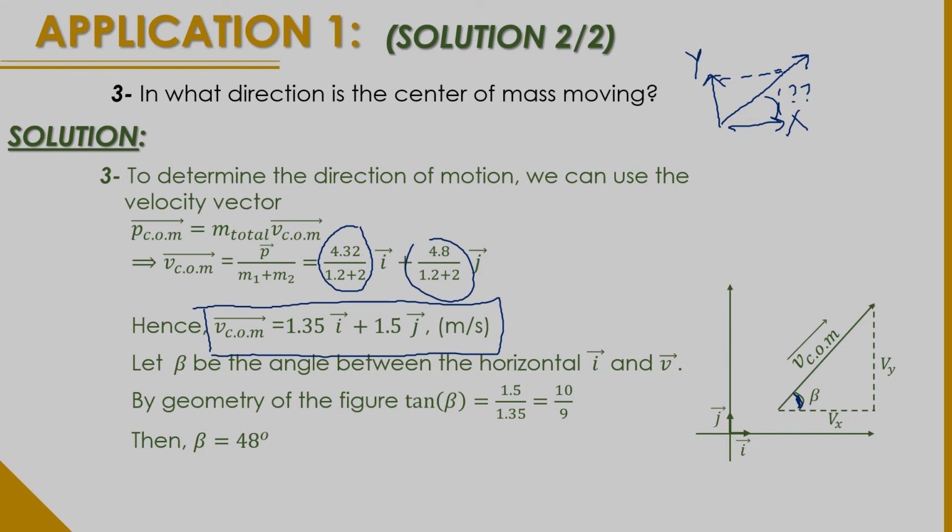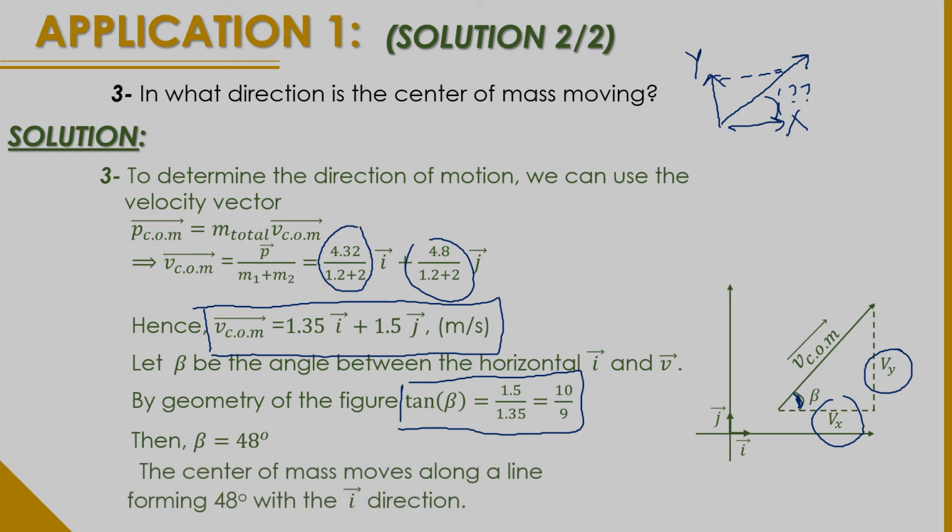So by the geometry of the figure, tangent beta, which equals opposite over adjacent, is 1.5, which is Vy, over 1.35, which is Vx, 10 over 9. Then using the calculator, beta is how much? 48 degrees. So we can simply add a simple description: the center of mass moves along a line forming 48 degrees with the I direction.